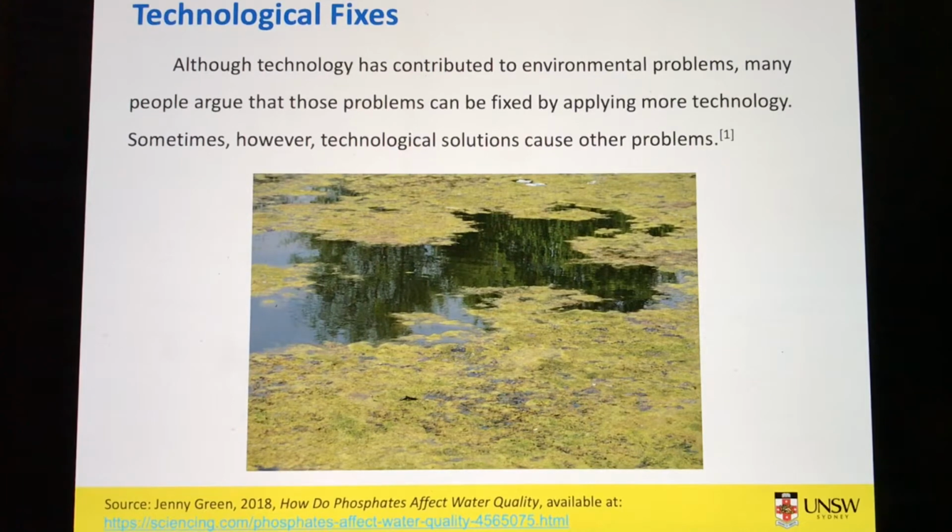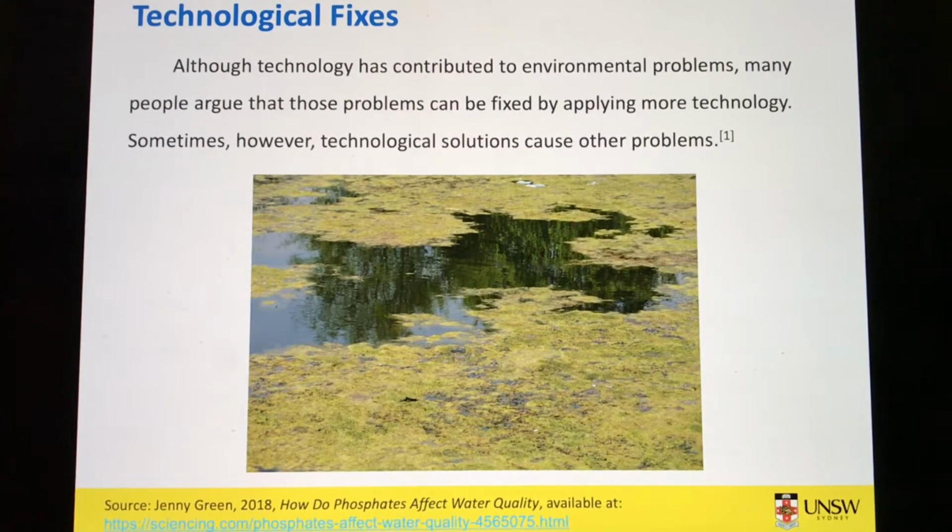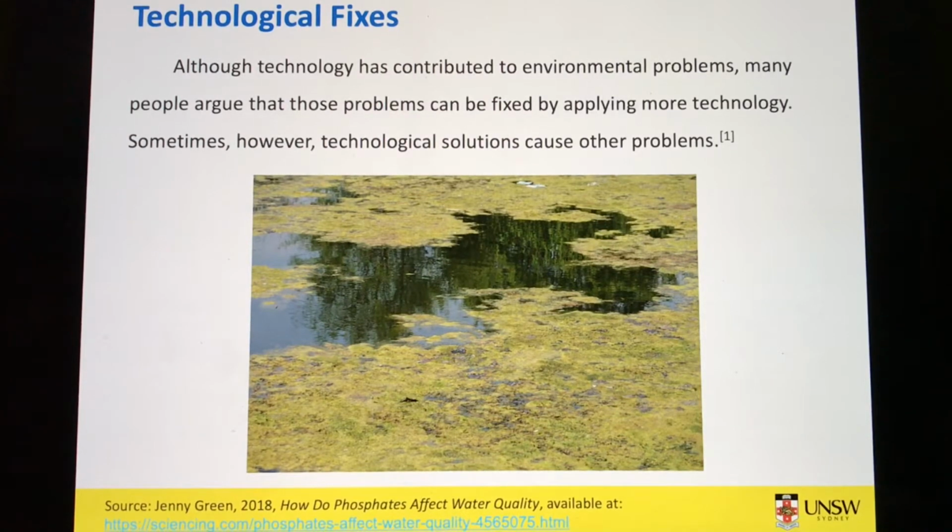Although technology has contributed to environmental problems, many people argue that those problems can be fixed by applying more technology. Sometimes, however, technological solutions cause other problems. Sewage technology is an example. When raw sewage is dumped into rivers, it uses up too much of the river's oxygen supply as it decomposes. Modern secondary sewage treatment is designed to reduce the oxygen demand of the sewage.